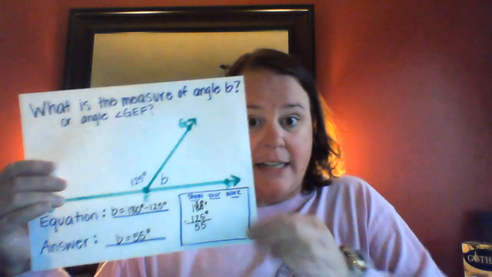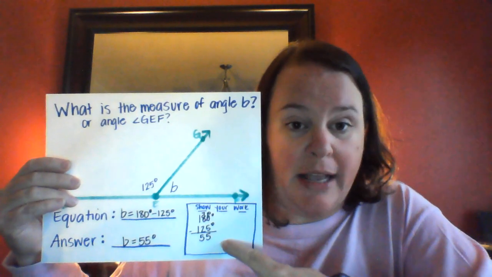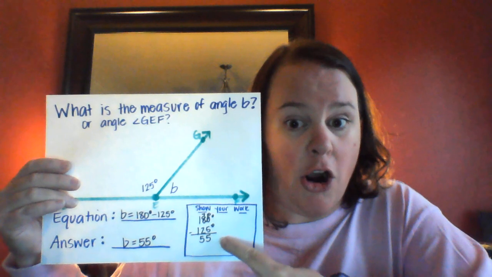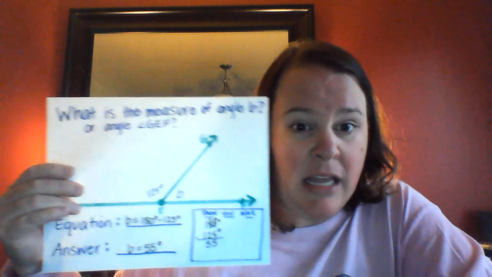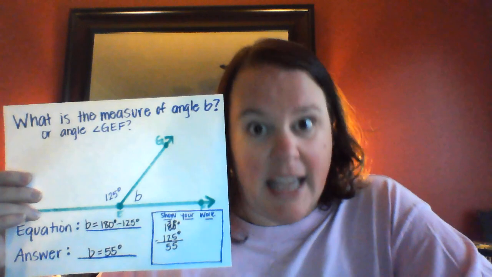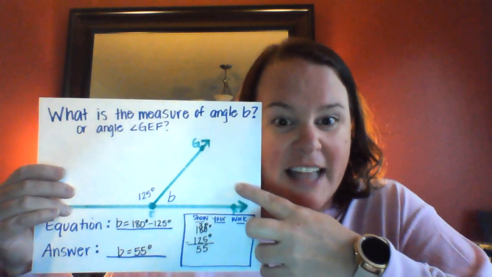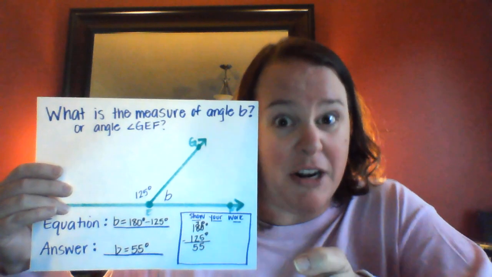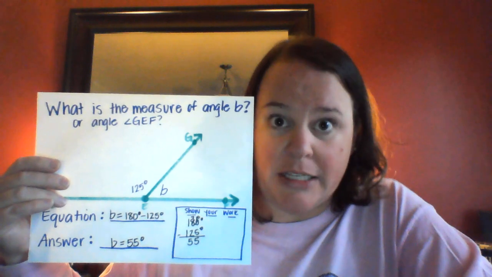Well, how would I check this? Is that a reasonable answer? Remember, we've talked about reasonableness. Is this a reasonable answer for the measurement of angle B? Yes, it is. It's reasonable because 55 is less than 90 degrees, isn't it? Isn't that what an acute angle is? Yes. So that makes our answer reasonable.